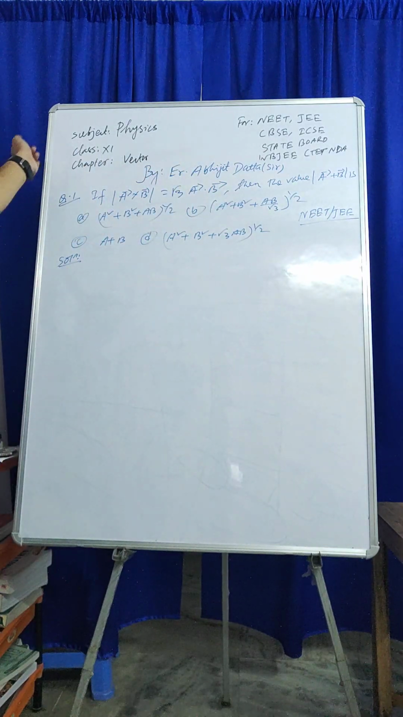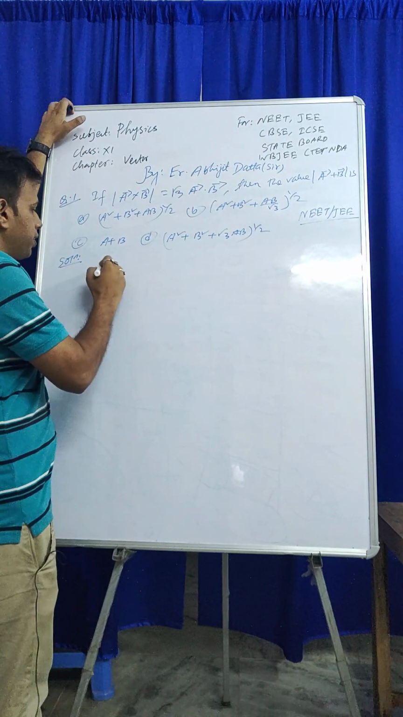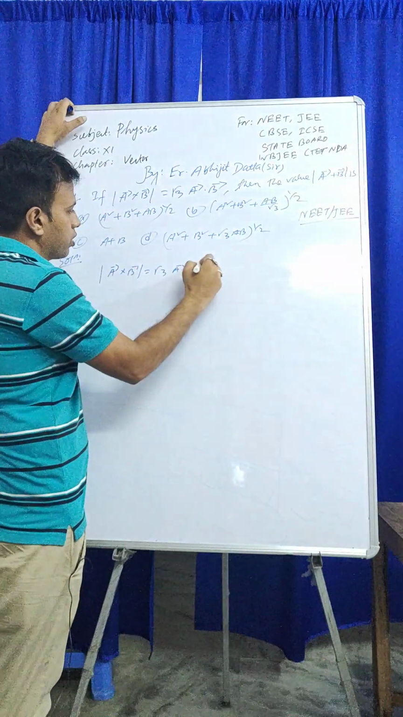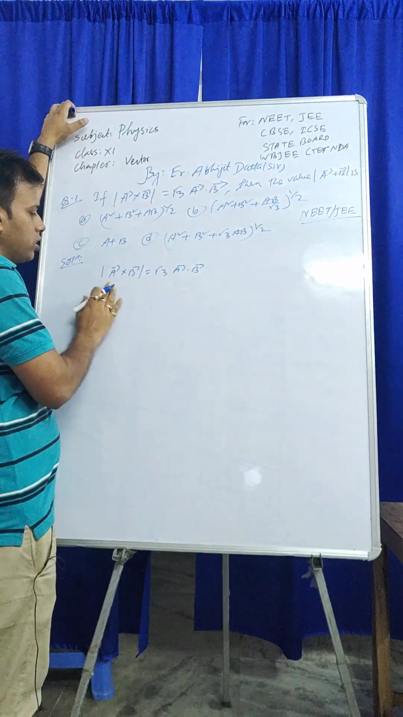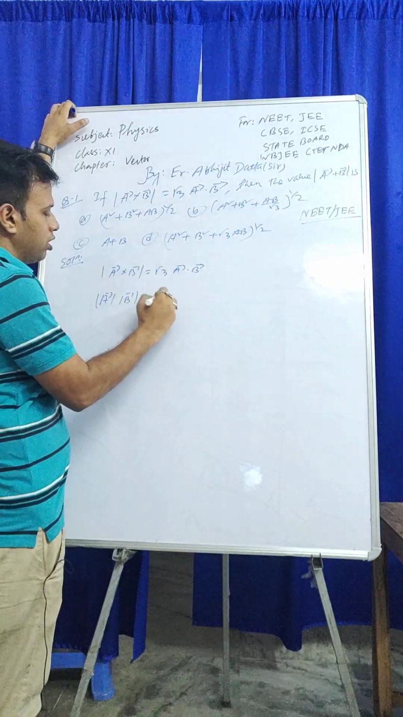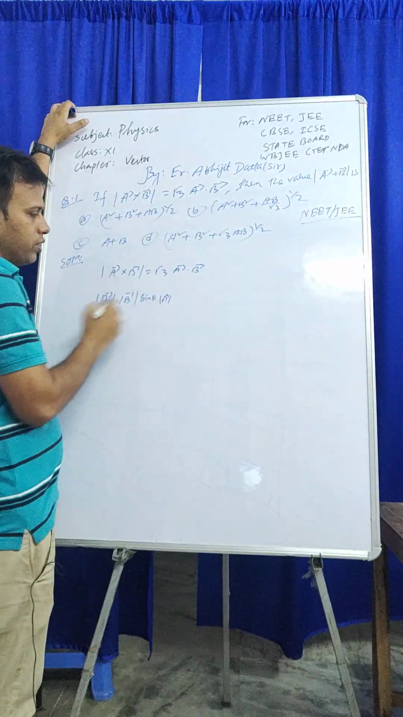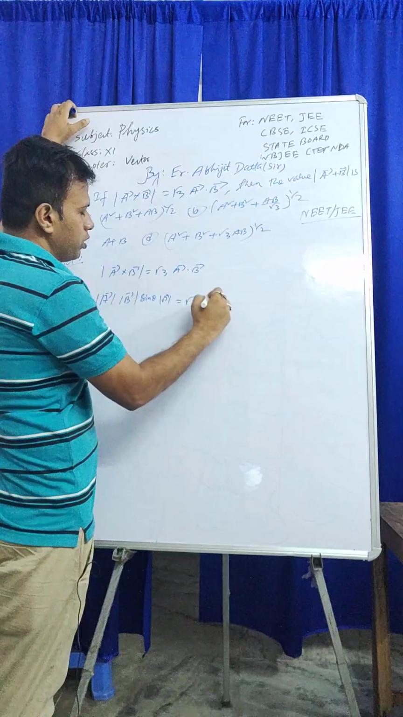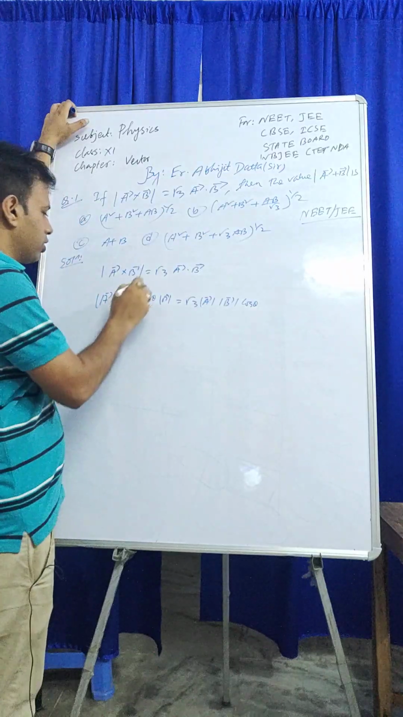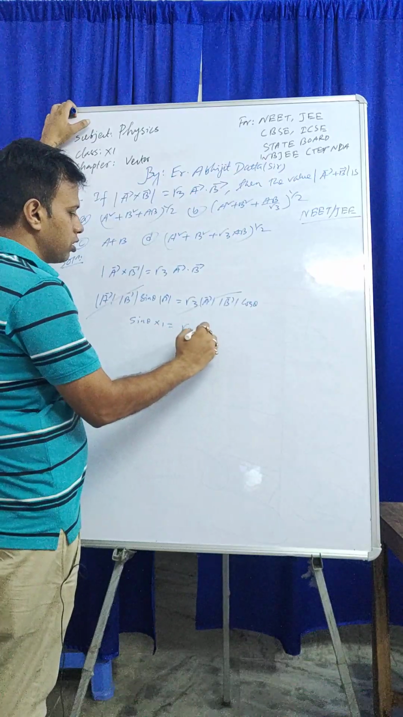So they have given, if mod of A cross B is equal to root 3 into A dot B, then the value of mod of A plus B is what? So I read here first, A cross B is equal to root 3 A dot B. Okay, fine. So mod of A cross B formula is mod A mod B sin theta, and since this one is mod, n cap here will be mod n cap, so mod n cap will be 1. So A dot B is mod A mod B cos theta. So this will cancel out, so sin theta into 1 equal to root 3 cos theta.